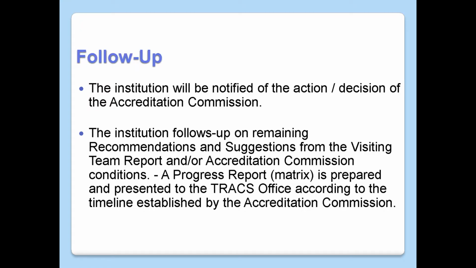Follow-up. The institution is notified of the action of the commission, and you'll know it right away. The commission will dismiss you, they'll make a decision, and then they'll call you right back in to let you know what was decided concerning your school. But then you'll also receive official notification from the TRACS office, and you'll get another copy of that matrix, and this time you'll be able to see the things that are still pending that you still need to continue to work on. And then every 6 months, the school will turn one of those in until all of those areas are in compliance.